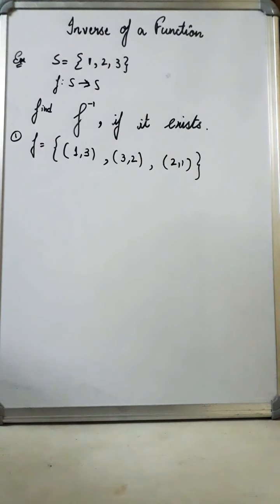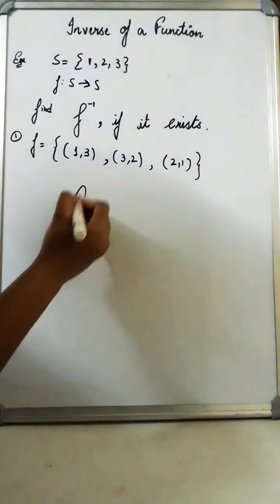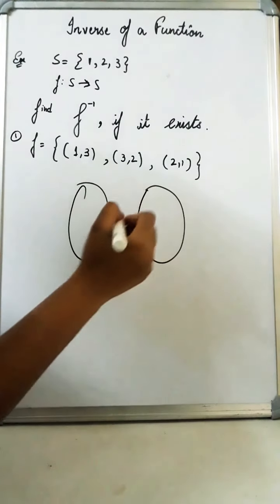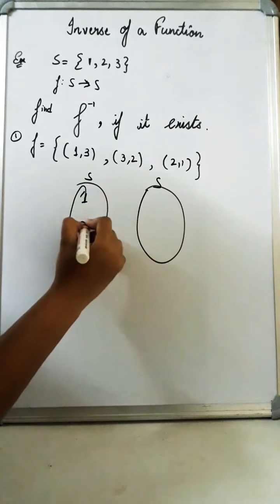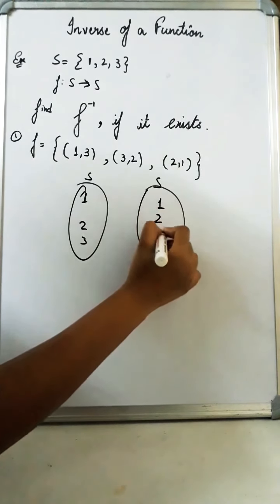There is a set S and there is a function mapped from S to S. Then you are asked to find whether f is invertible, and if f is invertible, you have to find the inverse of f. So for a function to be invertible, the very condition is that the function must be 1-1 onto. So let us check if it is 1-1 onto. You see, it is mapped from S to S. So 1 2 3, 1 2 3.